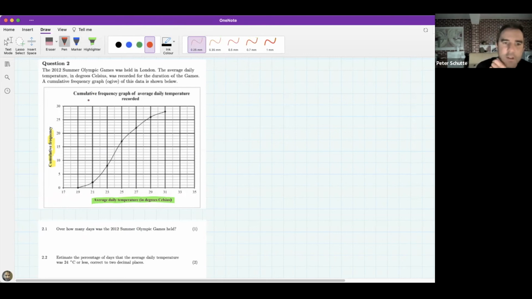So if I look at my graph for the number of items, I'm probably going to go up here. 25, 26, 27, 28. Yep. So there's 28 days in total.